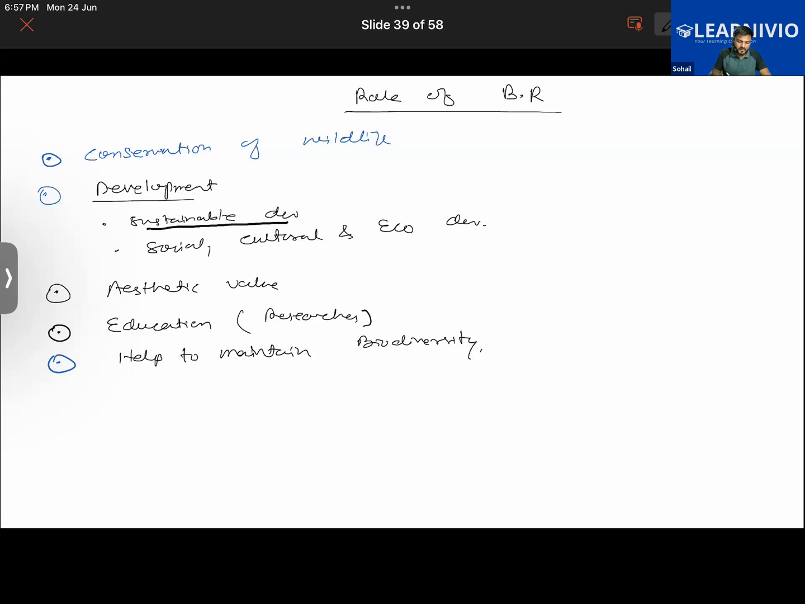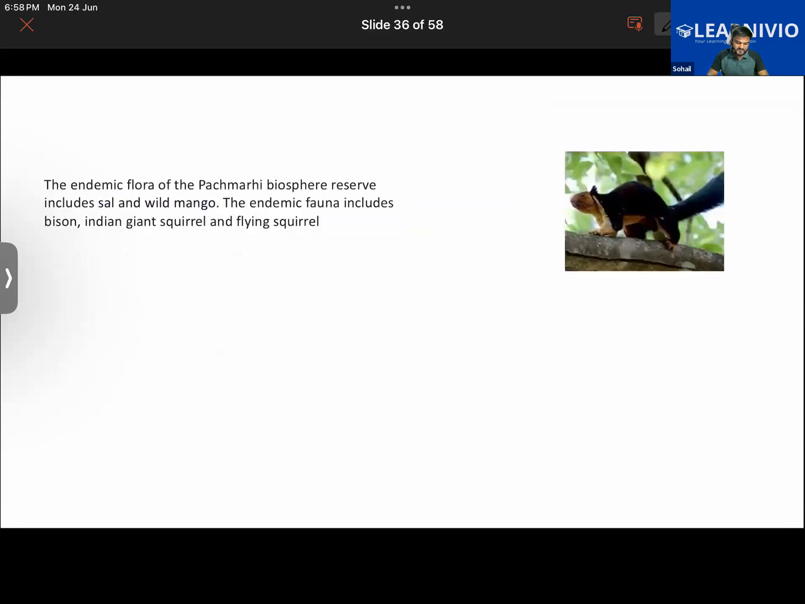Ecological balance. Okay, so that is the thing. Hope you guys have understood it. Furthermore, there are some important endemic species found in the Panchmari Biosphere Reserve. And in general, also we are going to understand what does endemic species mean.